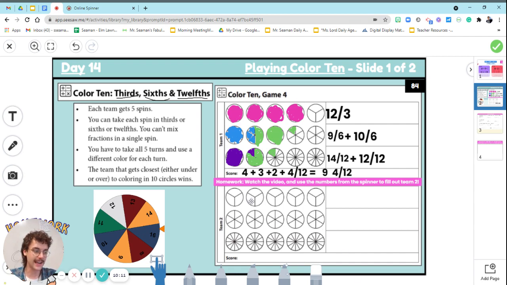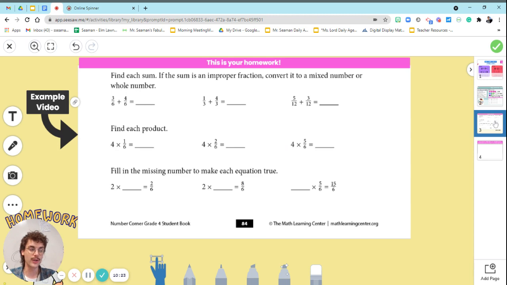You're going to go ahead again and spin this spinner 5 times, and you're going to choose what fraction you want to make out of it, either a third, sixth, or a 12th. Then once you have that done, you are going to jump to this page where we did example problems on the first page. You are going to fill in the rest of this chart here. So there are 9 problems for you to do. Once you have that, then you are all set for Number Corner for today.